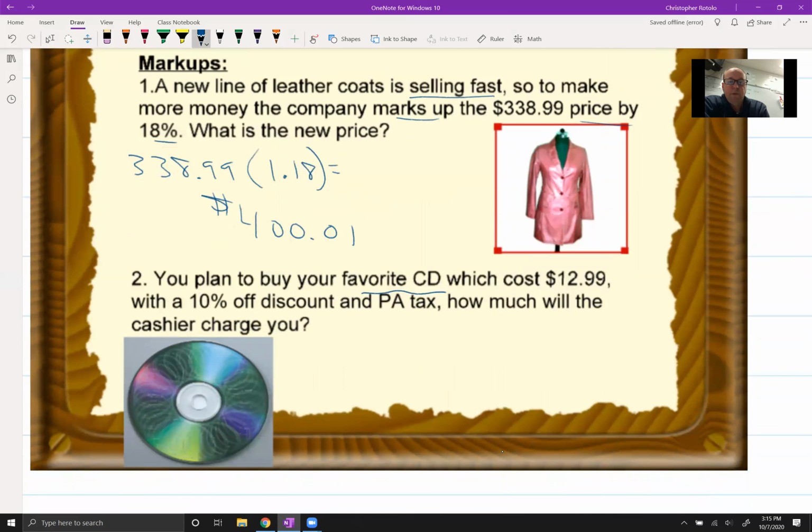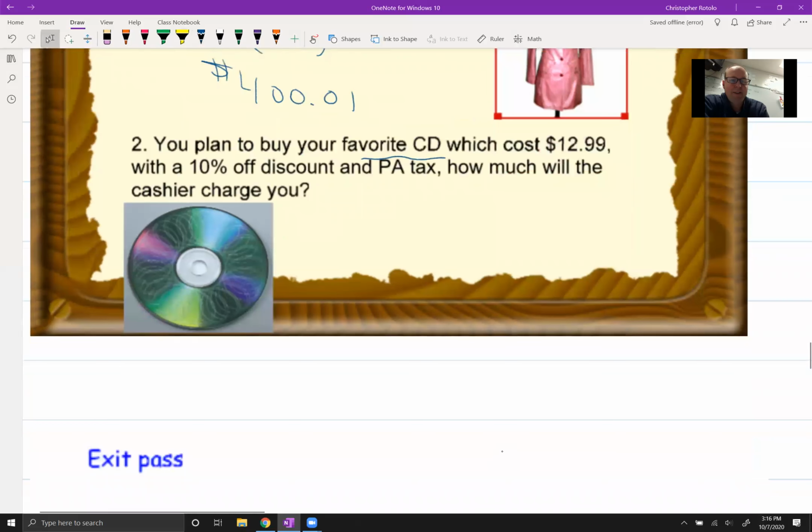All right, really dated question here. All right, guys, this is a CD. Ask your parents, right? We used to listen to things on CDs. Before that, they were on records. Cool. All right, so we're gonna buy this CD. I'm just kidding. You guys know what it is.